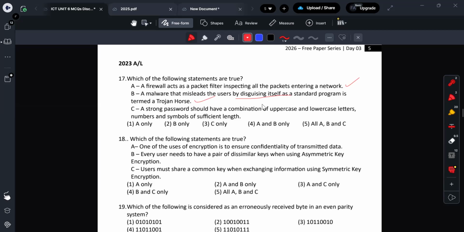And a strong password should have a combination of uppercase, lowercase, numbers, and symbols of sufficient length. That is also true. When you're creating passwords, you might have seen they tell you to add this, that, this. You can enter only 8 characters like that. You cannot use these. You can use that, right? So complexity and length are key factors for password strength, and the answer is all.